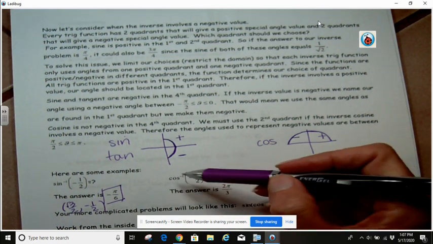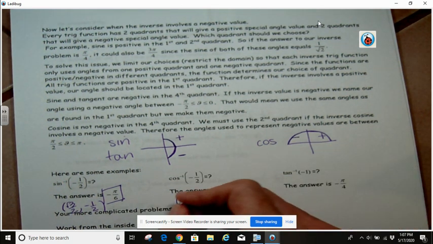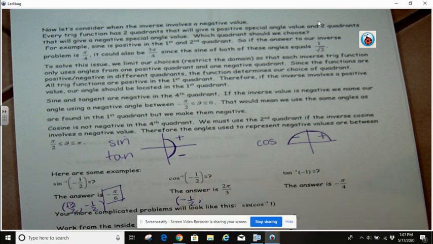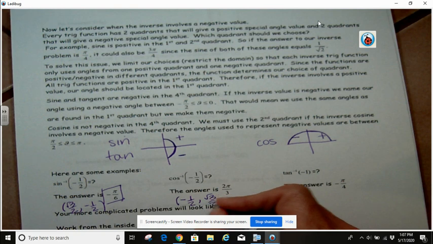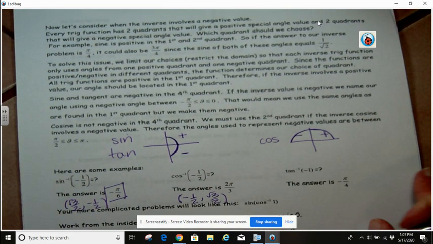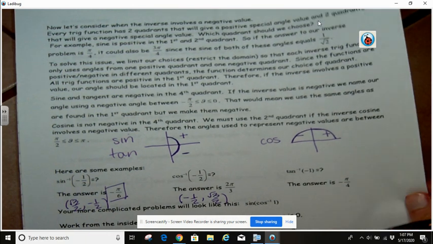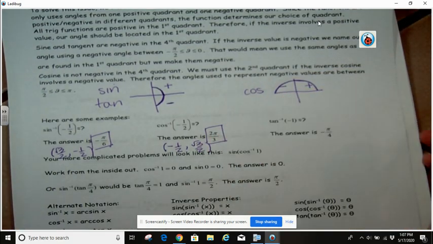So what if the cosine value is negative? Cosine is an x coordinate, so the x coordinate must be negative 1/2. We then know that the y coordinate would be square root of 3 over 2. And so if cosine's negative, we're going to do what we're used to. We're going to put it in the second quadrant, and we would answer with 2 pi over 3.